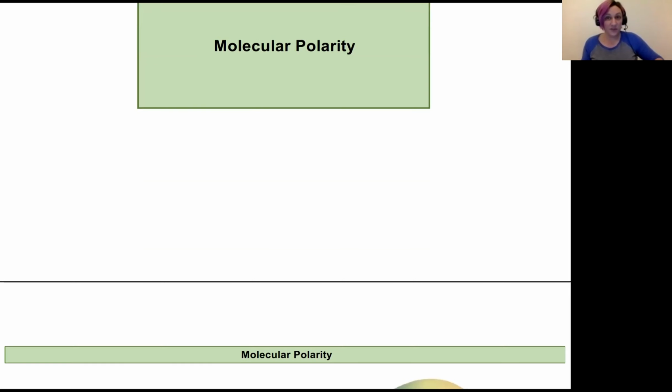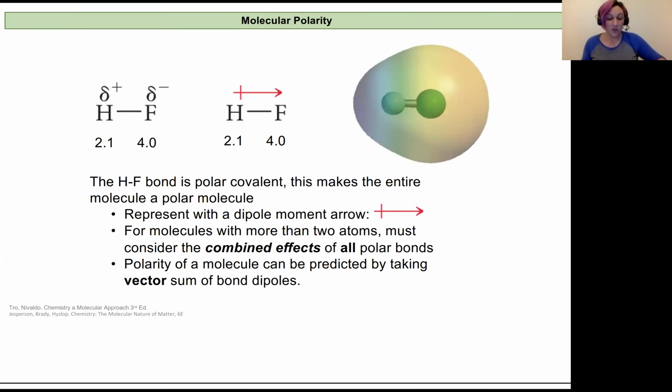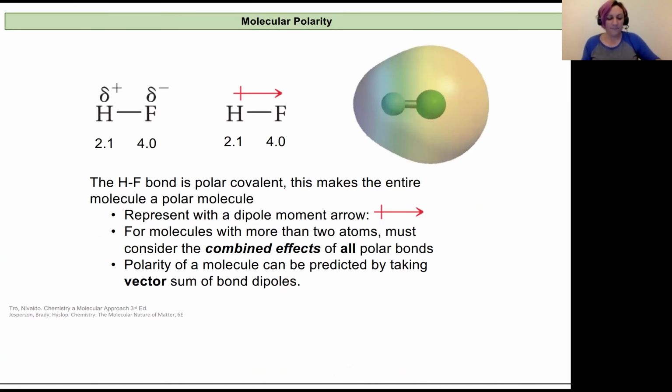So to do that, we have to talk about molecular polarity. So here's what it is. When two atoms form a covalent bond, like we discussed about electronegativity, one element may have a much higher electronegativity than the other, which means it has an ability to attract electrons to it better.